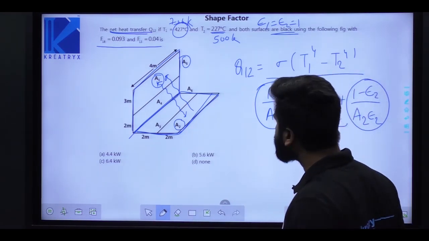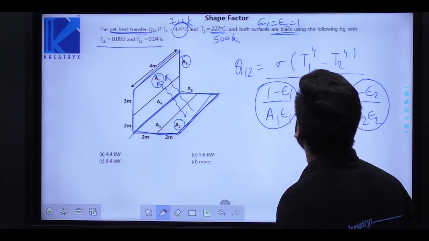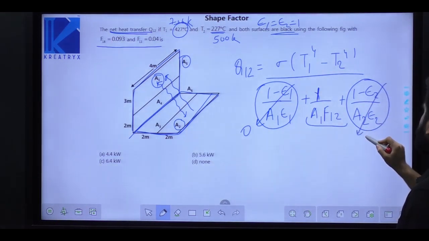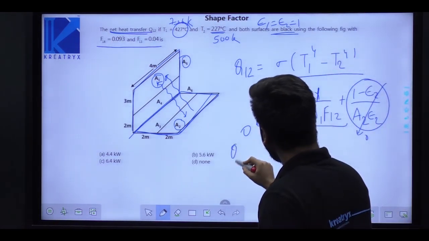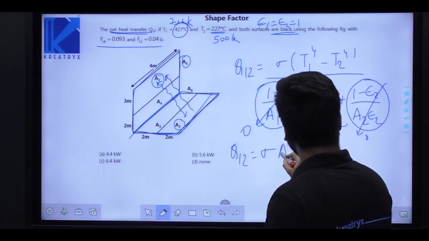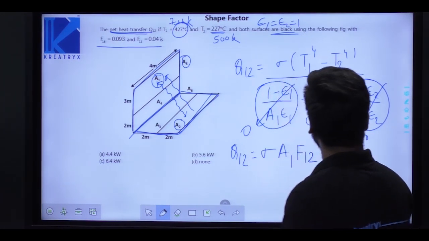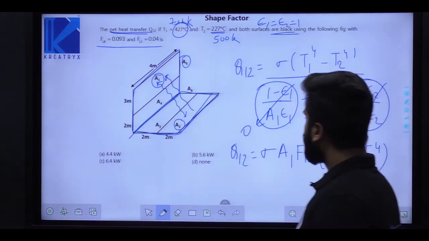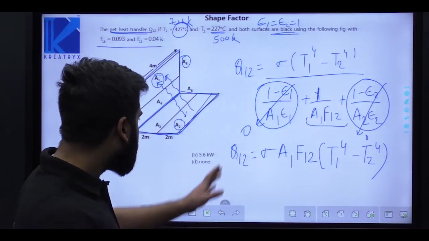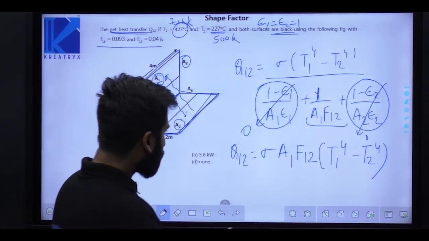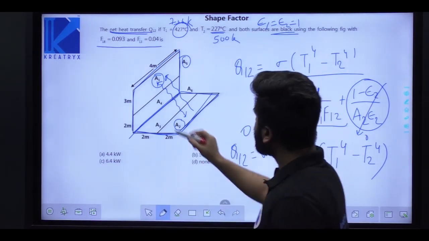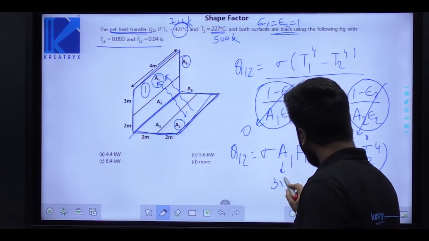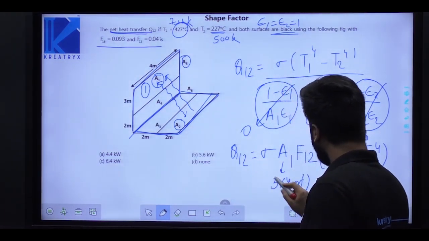Okay. So now both the surfaces are black. So 1 minus epsilon 1, this term becomes 0. 1 minus epsilon 2, this term also becomes 0. Take this above. Q12 will be sigma A1 F12 (T1 raised to the power 4 minus T2 raised to the power 4). Now tell me what is missing from this equation. Sigma we know. A1? This is 3 into 4, that is 12 meter square. This we know.